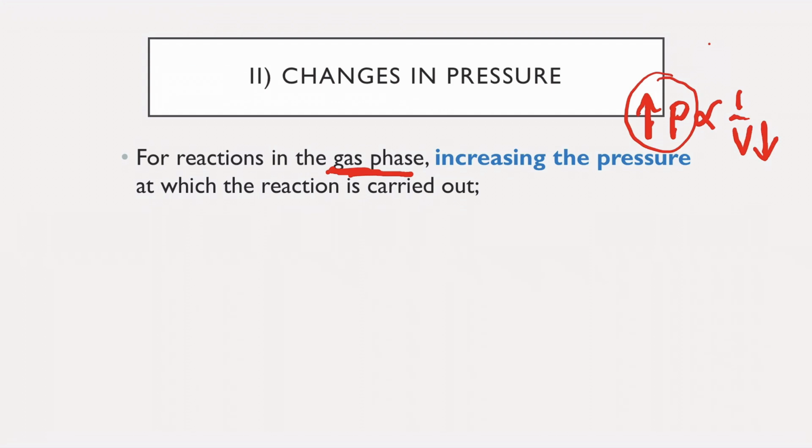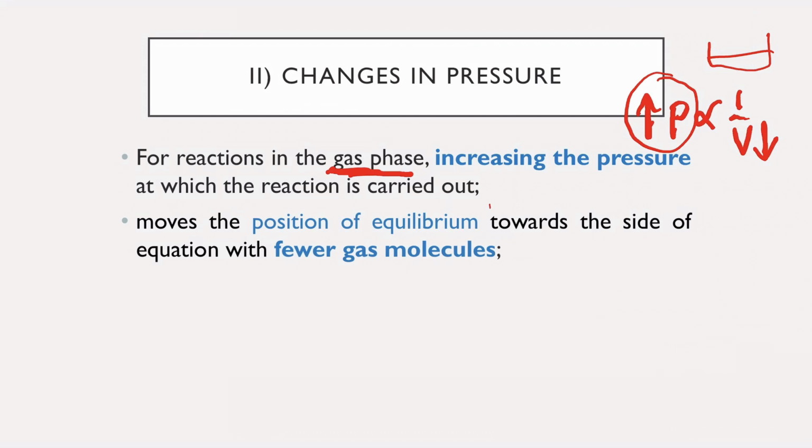Because, meaning the container is getting smaller, right? We will see later that that is how the pressure increases. So, what will happen when your pressure increases? Then your position of equilibrium will shift towards the side of the equation with fewer gas molecules.